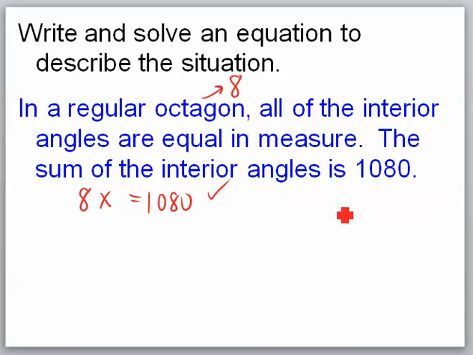This would be one way you could write the equation, or you could say, I have 1,080 degrees, and I have to divide those up evenly amongst 8 angles, and that equals my interior angle. Either one is correct. When you divide by 8 on both sides, you will get 135 degrees.